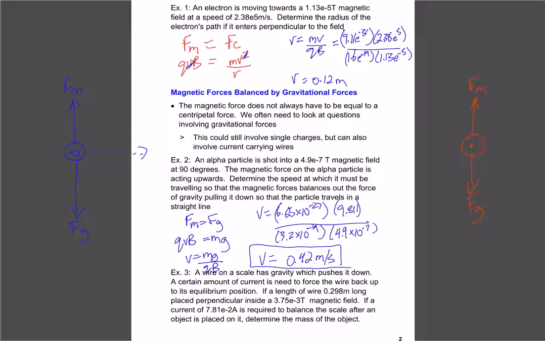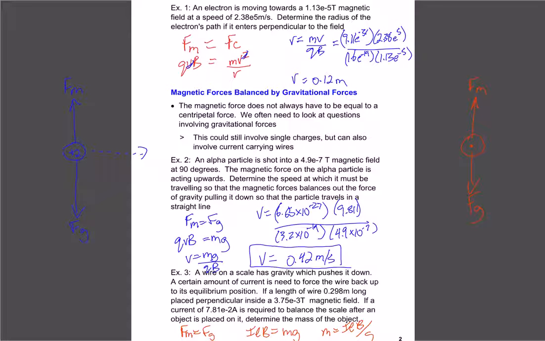The only thing that's different is when we use our formula this time, we're going to use ILB. So we'll have ILB equals mg. And the question is saying, what's the mass of the wire in order to get these things to balance out? So we just have mass would be ILB divided by gravity.